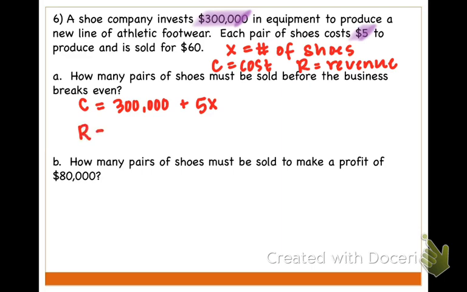My revenue, the amount of money that comes into the store, is going to be for every pair of shoes, so for every x, I sell it for $60. So my revenue would be 60x. So I have a cost function, I have a revenue function. I want to know, when do I break even? So break even is when your cost is equal to your revenue.